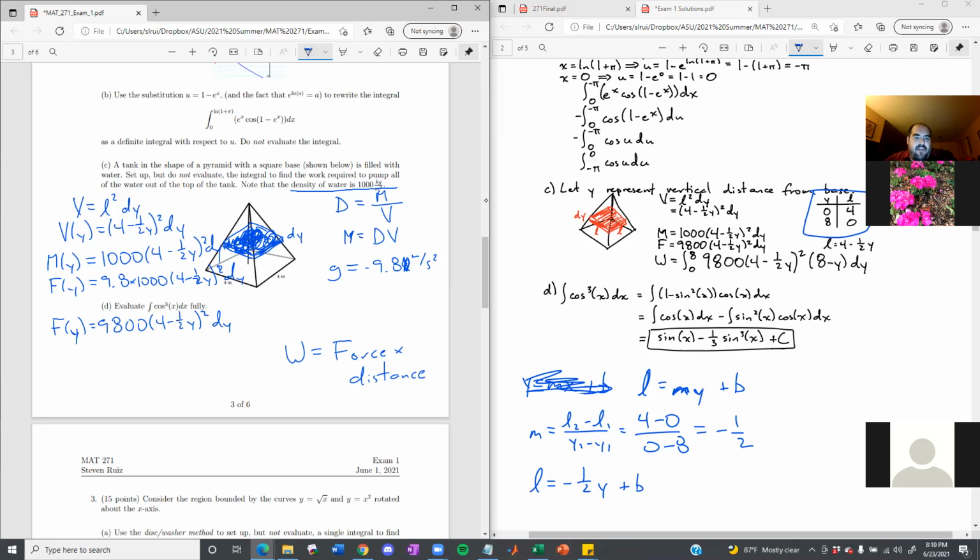All right, so now that I have my force, I am ready to find the work. And remember, I'm trying to pump this water out of the top of the tank. So I'm going to integrate. I want to pump out all the water, so I'm going to integrate from 0 to 8 over the full height. I'm going to integrate my work function, or this is my force function, I'm sorry, 9,800 times (4 minus 1/2 y) squared.